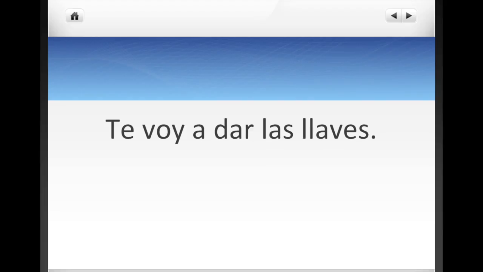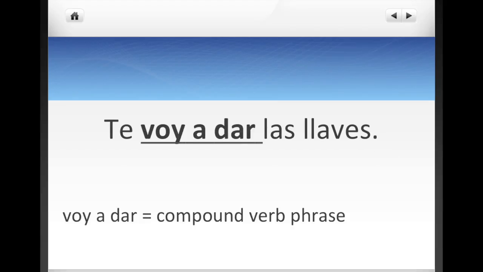Let's take a look at this example. Te voy a dar las llaves. Well, we have an indirect object, te. We have a compound verb phrase, voy a dar, and we have a direct object, las llaves. Everything's going to work around our compound verb phrase. I'll sometimes tell students to pretend that there is sort of an invisible force field around the compound verb phrase, and nothing can get inside or break it up. So we're not going to disrupt the compound verb phrase by adding any pronouns in between.